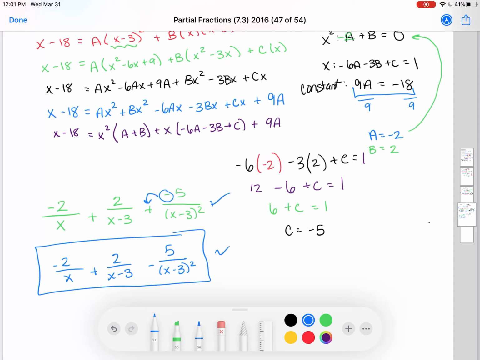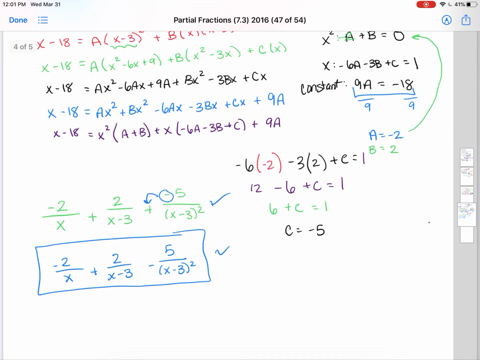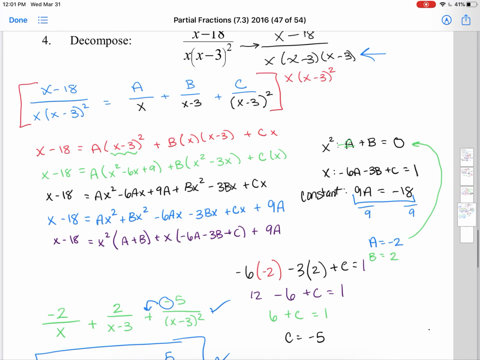All right. So this is the highest difficulty level we will get to. You will only have a maximum of 3 fractions when decomposing. You will never have anything more.